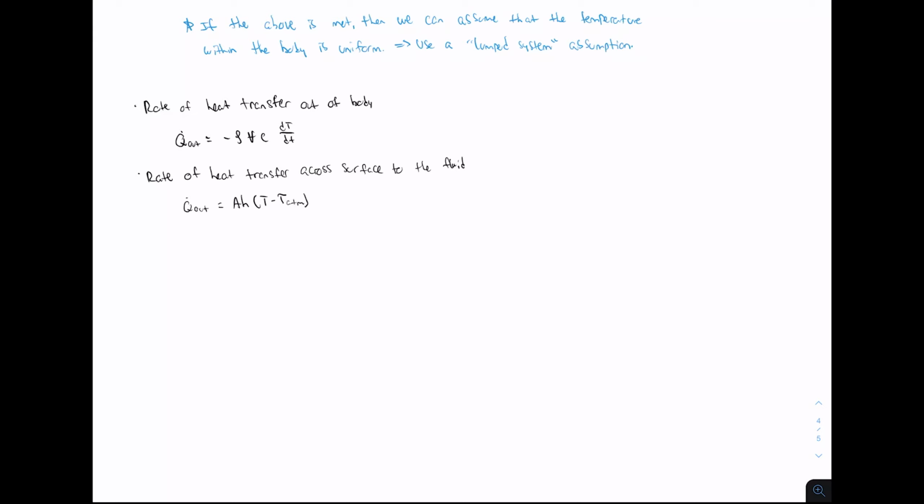Okay, so what we have is the rate of heat transfer out of the body. That's going to be equal to minus rho times the volume times the specific heat times the differential of temperature over time. And then we have the rate of heat transfer across the surface to the fluid, and that's going to be our cross-sectional area times the convective heat transfer coefficient multiplied by the temperature minus the atmospheric temperature. Just as we did earlier when we set the conduction equal to the convection, we're going to do that once again, and then we can develop an expression for how the temperature is going to evolve over time.